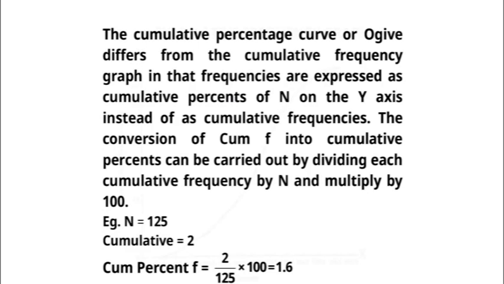Now, the cumulative percentage curve, or ogive, differs from the cumulative frequency graph in that frequencies are expressed as cumulative percentages on the y axis instead of as cumulative frequencies. The conversion of cumulative frequency into cumulative percent can be carried out by dividing each cumulative frequency by n and multiplying by 100. For example, if n is 125 and the cumulative frequency is 2, then the cumulative percentage frequency will be 2 upon 125 into 100, that is 1.6.